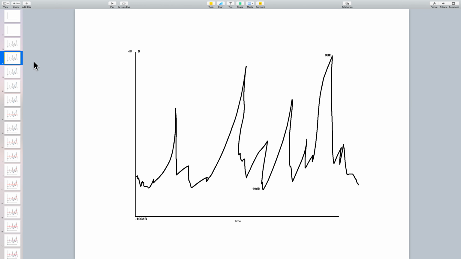Let's label them. So let's say this is 100 dB below 0. And let's say our loudest peak is 0 dB. And the quietest place in our audio measures around minus 70 dB. Okay?